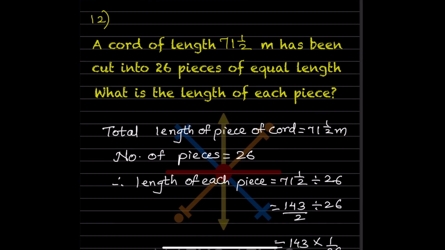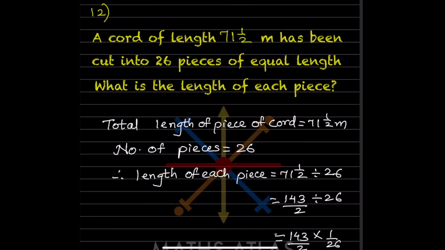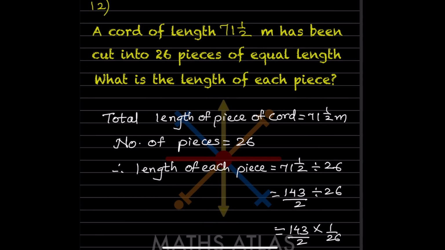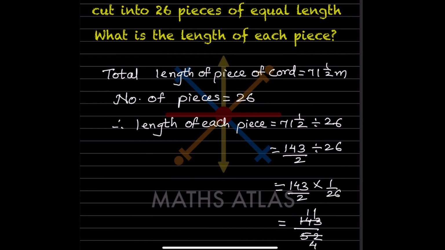Now the next one. A cord of length 71 1 by 2 meters has been cut into 26 pieces of equal length. What is the length of each piece? The total length of the cord is given as 71 1 by 2 meters. How many pieces are there? That is 26. We want the length of one piece. So again here, 26 pieces is 71 1 by 2. We want one piece.